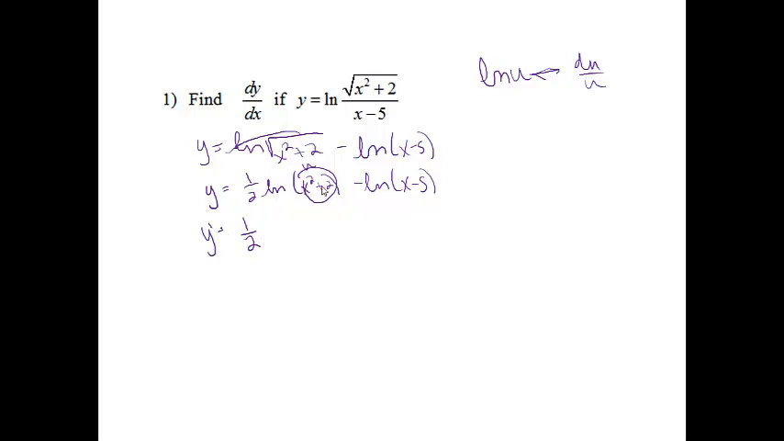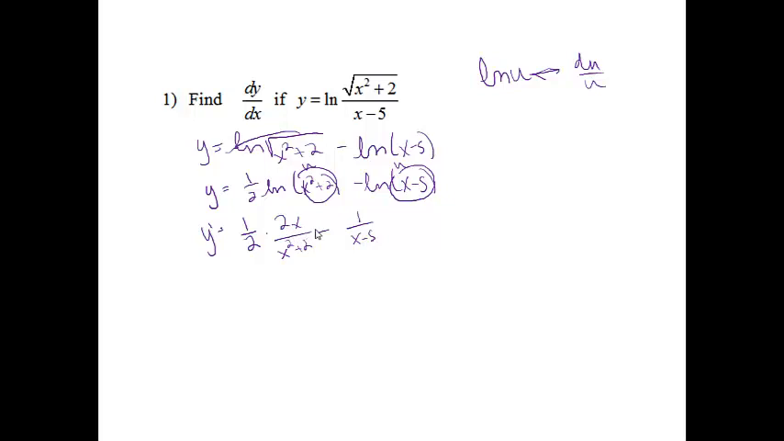This will be du, so the derivative of u will be 2x over u, which will be x squared plus 2. And then minus, on the second part, this will be the u. And again, since I have ln u, my derivative will be du over u. The derivative of x minus 5 is 1, and then u will be x minus 5.